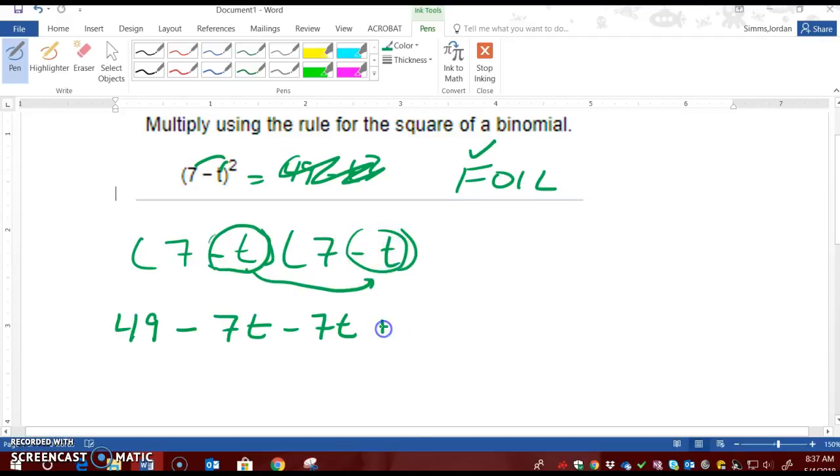Now two negatives make a positive, and that's going to give us positive t squared. t times t is t squared. So when we multiply, we're dealing with exponents. When we add or subtract, we would call that 2t, right? That's not the case here, so don't confuse that.